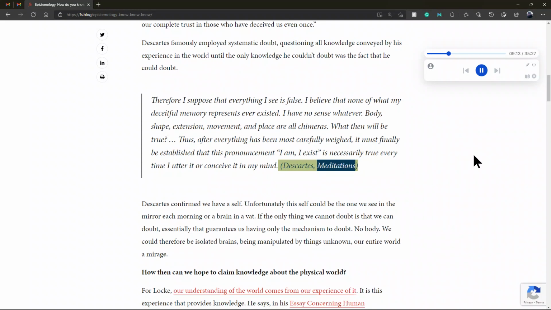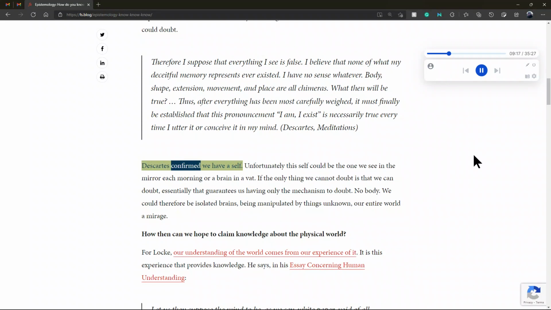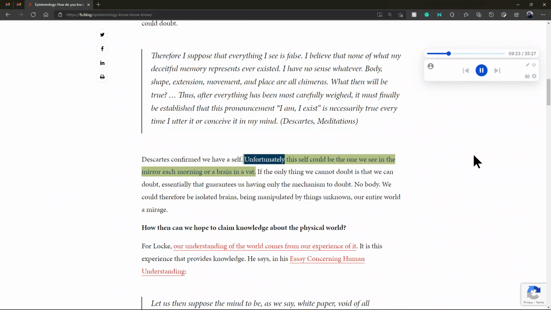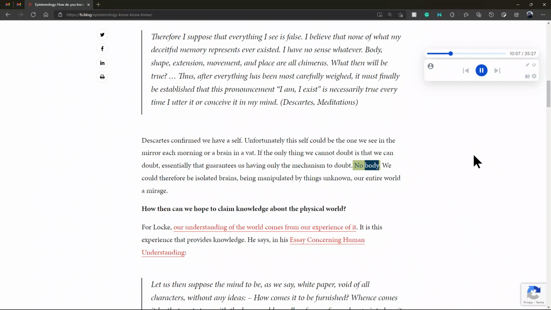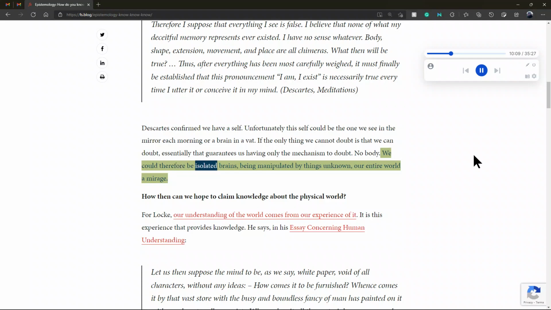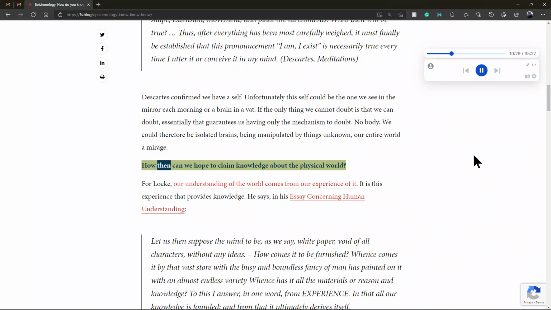Descartes, Meditations. Descartes confirmed we have a self. Unfortunately, this self could be the one we see in the mirror each morning or a brain in a vat. If the only thing we cannot doubt is that we can doubt, essentially that guarantees us having only the mechanism to doubt. No body. We could therefore be isolated brains, being manipulated by things unknown, our entire world a mirage. How then can we hope to claim knowledge about the physical world?